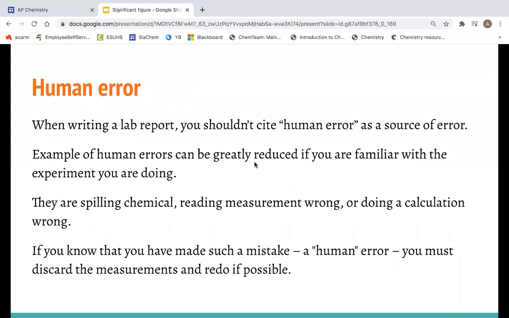Okay, so human error. When writing the lab report, you cannot cite human error as a source of error. If it's human error, you can eliminate it by doing the lab carefully. It has to do with how familiar they are with the experiment that they're doing. If they are spilling chemicals or reading measurements wrong or doing the calculation wrong, they can go back and fix it. They have to redo these measurements or the lab or the trial so that they can get better results. So never really write them as human error.